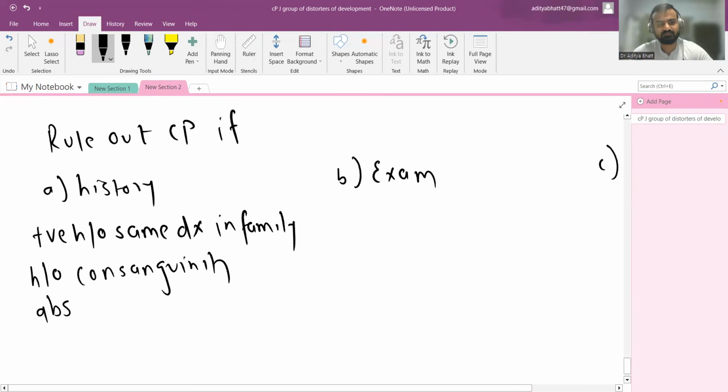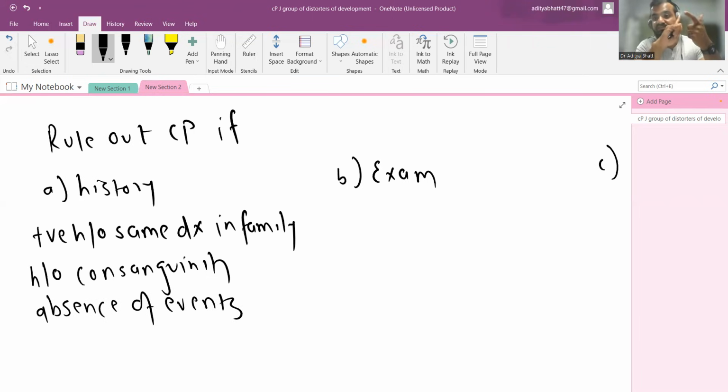Absence of events. So which events? That there was no history of birth asphyxia. There was no significant history of NICU admission. There was no significant history of the patient's mother having any issues. There was no history of an acquired insult, that the patient did not get admitted ever before. The patient never had a history of meningitis and all that. So if there is no significant history of such sentinel events, then you have to rule out CP.